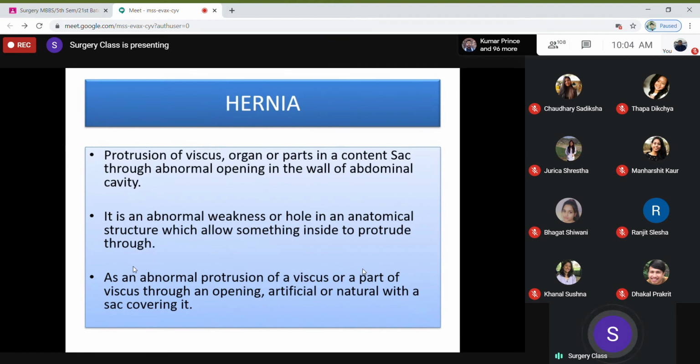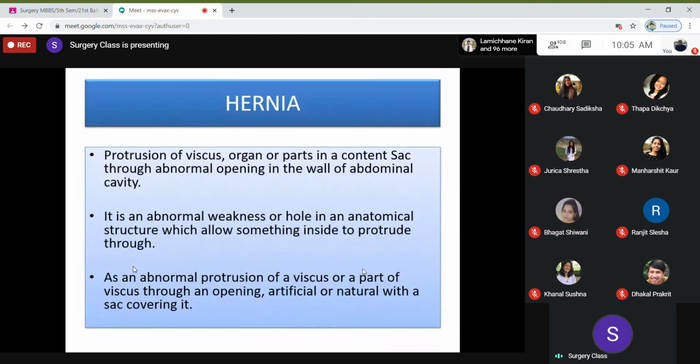But as a single definition, a hernia is a protrusion of any viscus or organ or part of it, or any content of the abdominal cavity, through an opening into a sac which is already developed by protrusion of the parietal peritoneum. So these are the components of a hernia. This is basic.